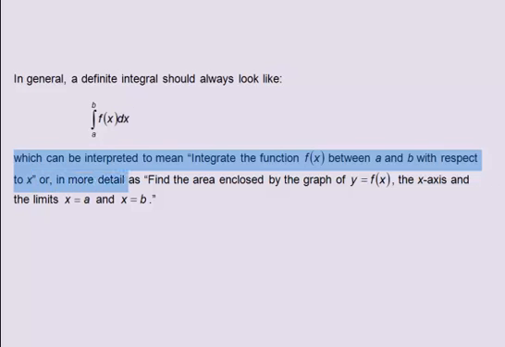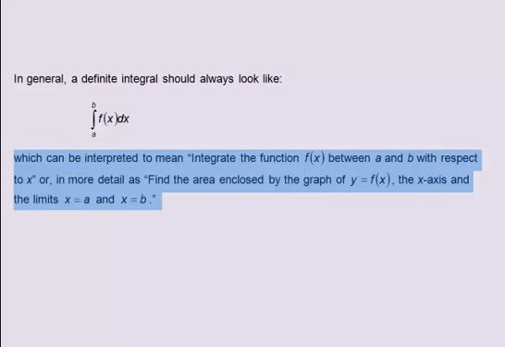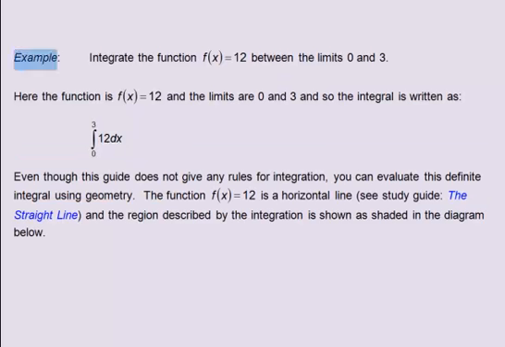Or, in more detail, find the area enclosed by the graph of y equals f of x, the x-axis, and the limits x equals a and x equals b. Example: integrate the function f of x equals 12 between the limits 0 and 3. Here, the function is f of x equals 12, and the limits are 0 and 3, and so the integral is written as this.